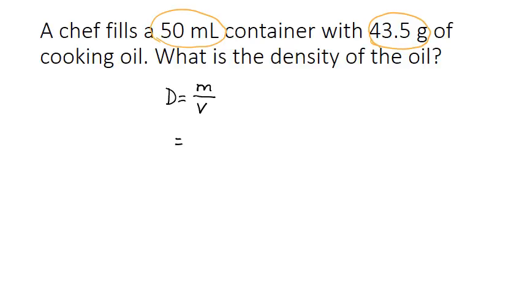This one isn't as easy because we have to figure out which one is volume and which one is mass. Well, I know grams is a measure of mass, so this must be our mass, and milliliters is a measure of volume, so this must be our volume. So when I rewrite it, it's mass over volume, so I have 43.5 grams over our volume of 50 milliliters.